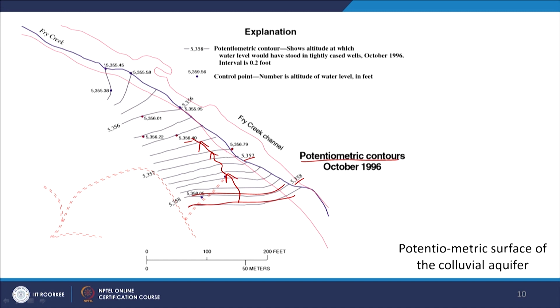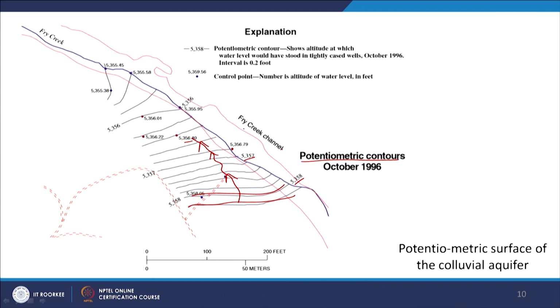But obviously the groundwater flow direction changes, especially in this case, because you have a stream running nearby. Where is that? As you see, there is the channel out here, the Fry Creek channel. This is the surface water stream that we are concerned with.